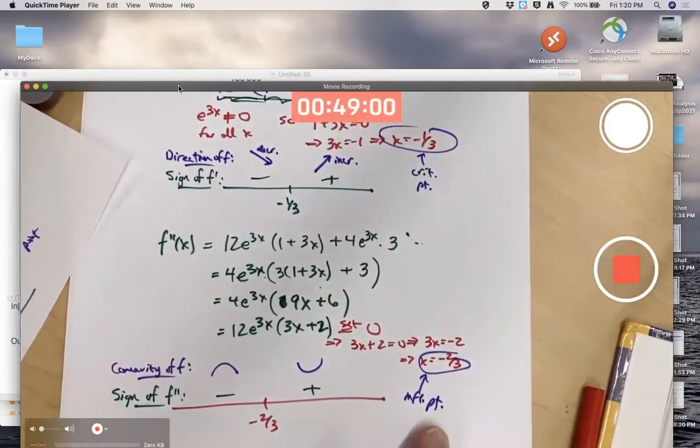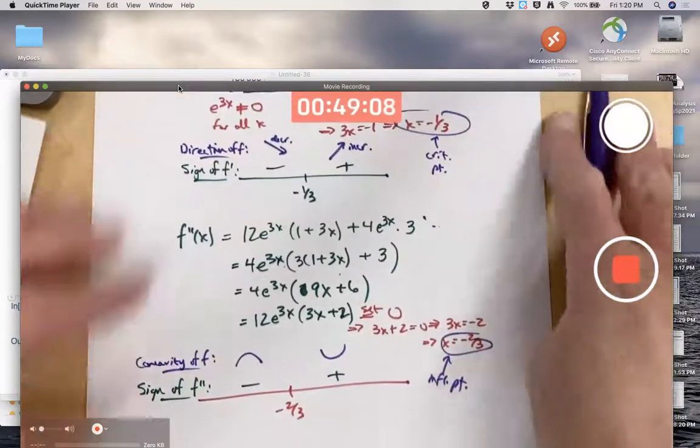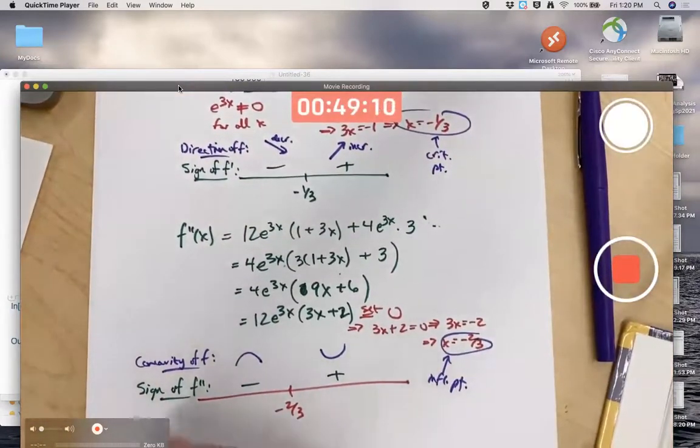All right, let's combine this information, perhaps as well as some other information, to help us graph this function without technology. Again, the function is 4x e to the 3x.